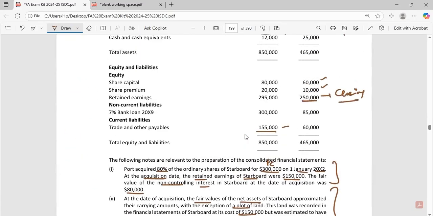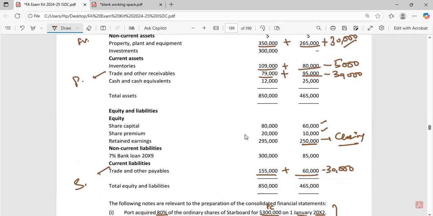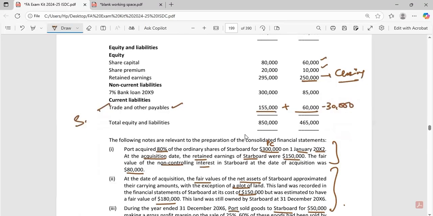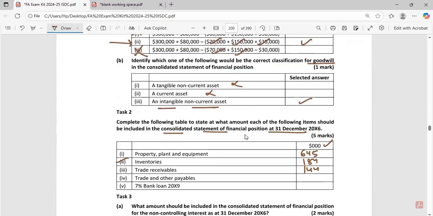add both these figures and deduct 30,000. Because in books of S company, it is a payable, okay? And here in the books of P company, it is a trade receivable. So from both these things, we will eliminate 30,000, okay? So you will get your answer as 1,85,000. So I'm going to write 185 over here, okay?